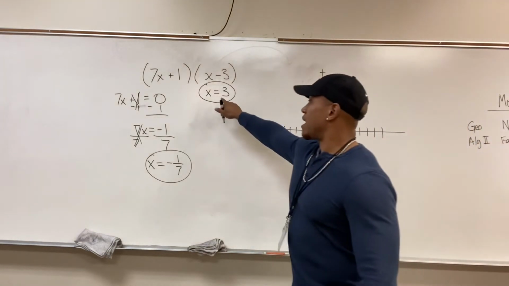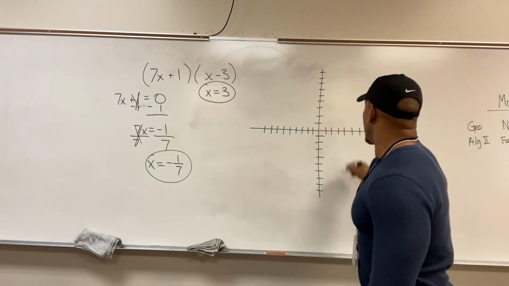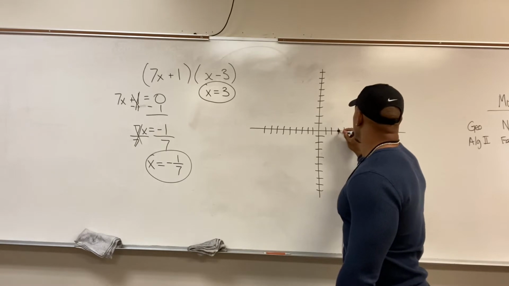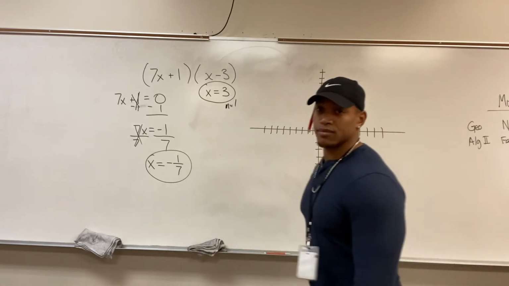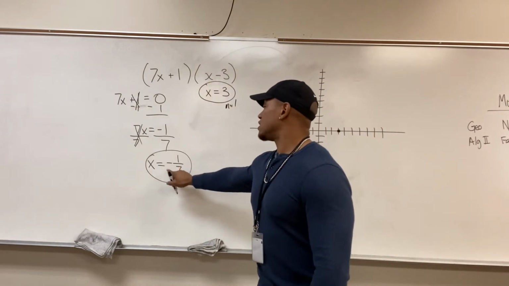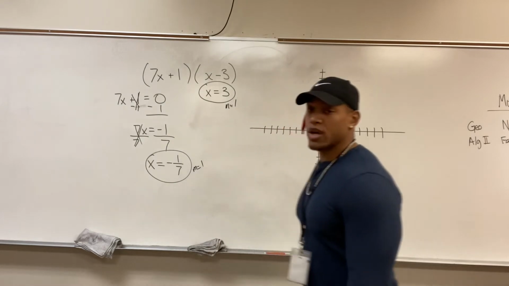Okay, now I got my x-intercepts here. I'm gonna plug them in the graph. First one, x equals positive 3. It has a multiplicity of 1, okay? X is equal to negative 1 over 7. It has a multiplicity of 1 as well, okay?